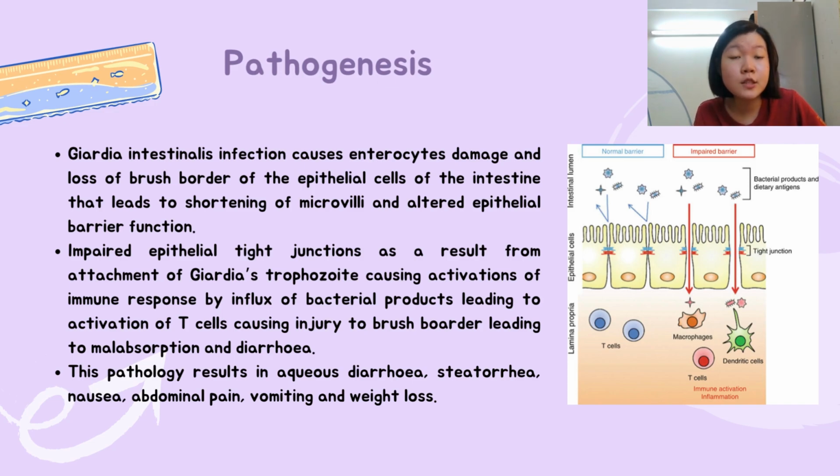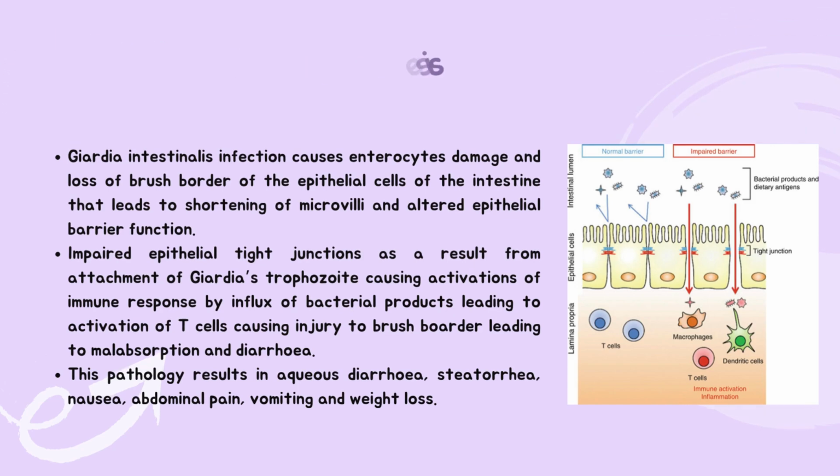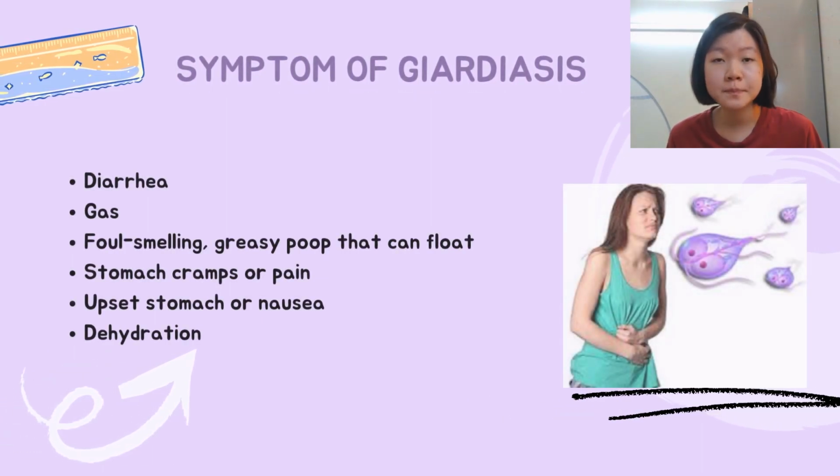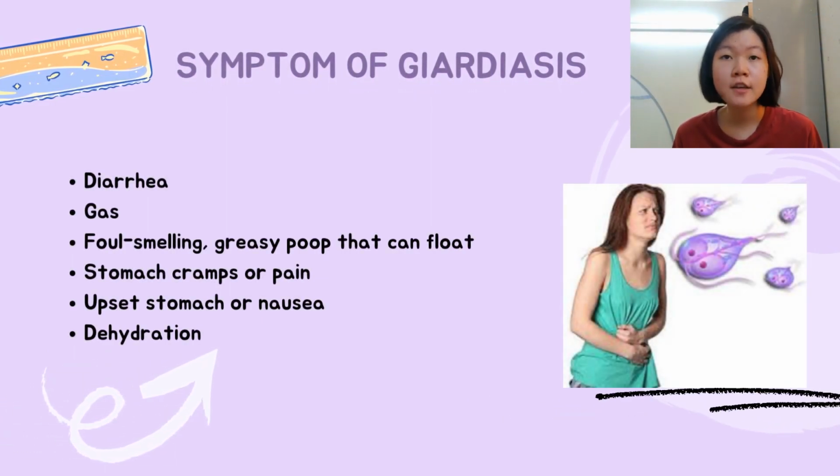And it will cause the activation of the immune response, in which bacterial products will influx into the epithelial cells and the T cells will be activated. This will cause injury to the brush border, which leads to malabsorption and also diarrhea. And this pathology will result in watery diarrhea, steatorrhea, nausea, abdominal pain, vomiting, and also weight loss.